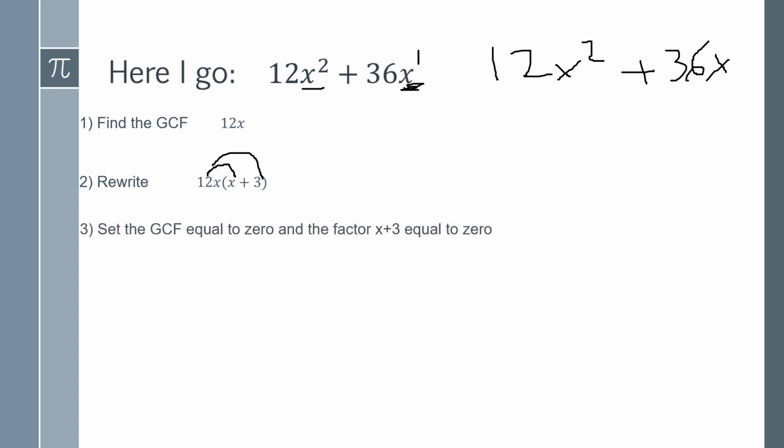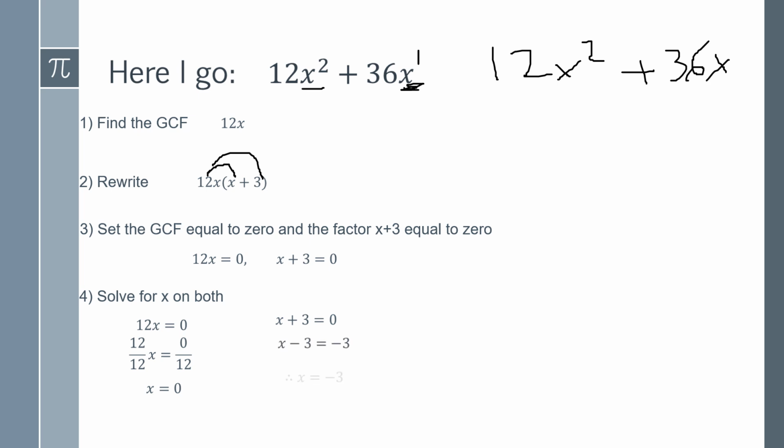You're going to set everything to 0, the factor x plus 3 to 0, and the GCF to 0. And then you're just going to solve for x. When you solve for x, the first one is going to be 0. And then when you solve for the second one, it's going to be negative 3. How easy was that? Just that easy. And also, the leading exponent, which was 2, told you how many solutions you can have.